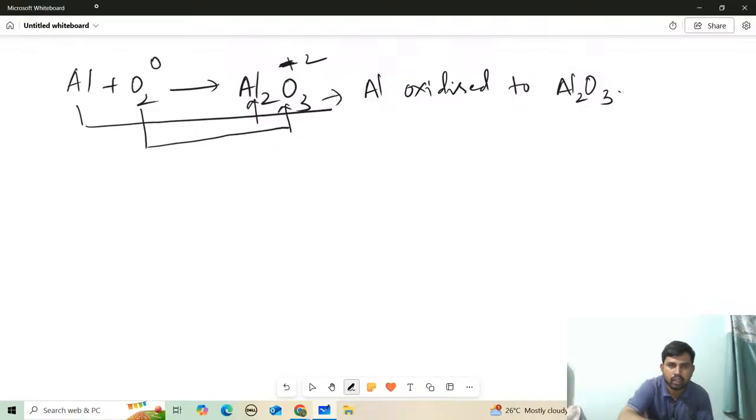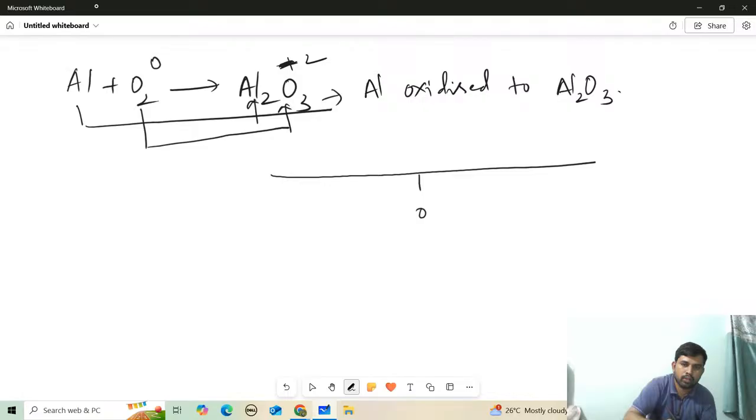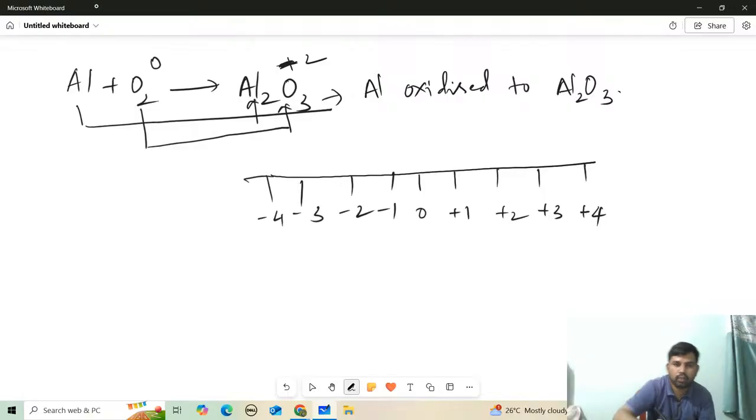Remember this scale: this is 0, this is plus 1, plus 2, plus 3, and plus 4. Similarly, minus 1, minus 2, minus 3, minus 4 and so on. As we move from left to right, there is an increase in charge, increase in number, and an increase in charge is nothing but the oxidation process.